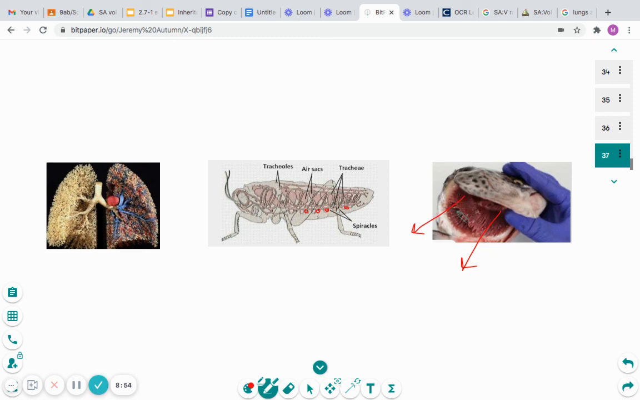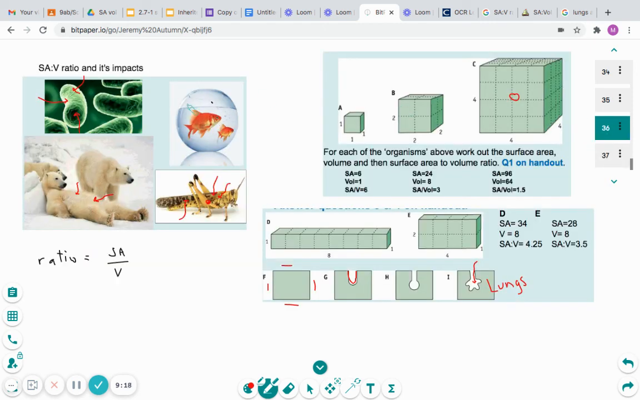And if you look here, there's another really intricate adaptation called the gills. Again, the purpose being to increase the surface area by a great amount. So all of these features, lungs, tracheoles, and gills, these are all adaptations that have occurred in response to the fact that as we get bigger, our surface area to volume ratio decreases.